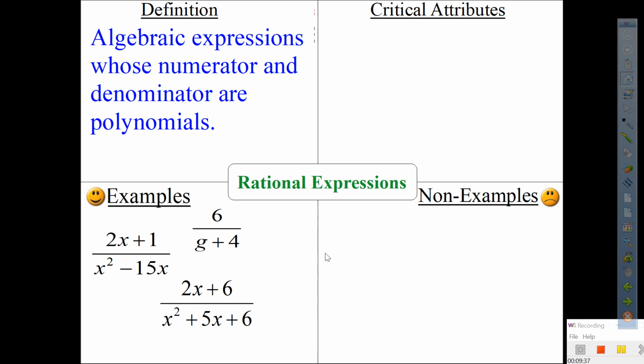All right. What are they not? Look at these. Don't copy them yet. Tell your neighbor why these are not rational expressions. Obviously, because they are what? Equations. Yes, copy that, please.